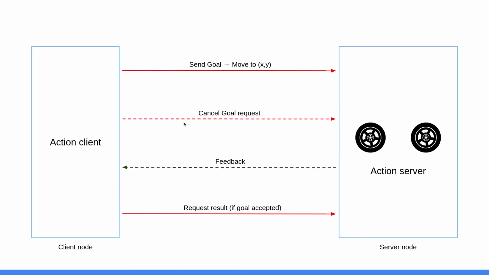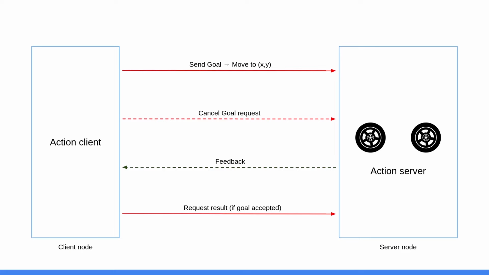So the minimum required thing for an action to work is, on the client side, to send a goal, and then if the goal is accepted, to send a request for the result. And on the server side, you need to be able to receive goals, decide what to do with them, execute the goals, and then send the result. That's the minimum you need to do, and then you can add the feedback mechanism and the cancel goal mechanism. Okay, so that's what we are going to implement in the code in the following lessons.